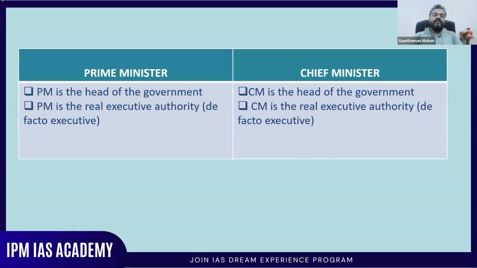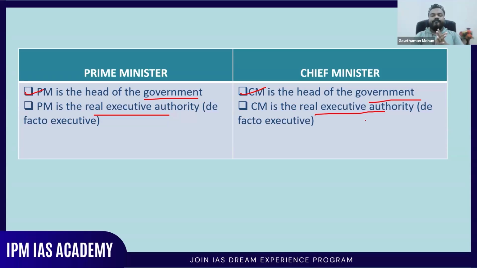Now, the Prime Minister is the head of the government, and the Chief Minister is the head of the government. The Prime Minister is the head of the Union government, the Chief Minister is the head of the state government, and the Prime Minister is the real executive authority, and the CM is also the real executive authority. So what do we mean by this real executive authority? That is the de facto executive.